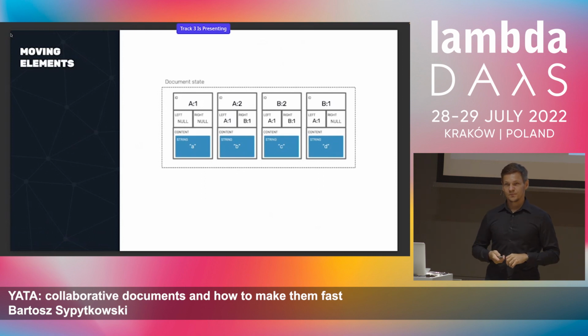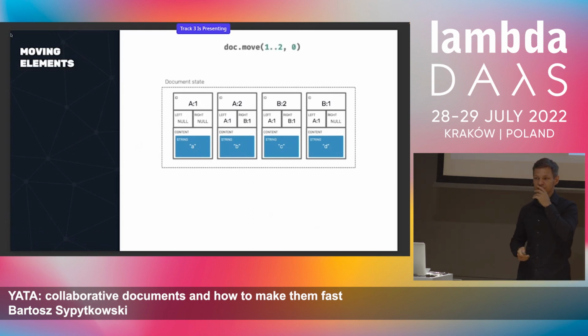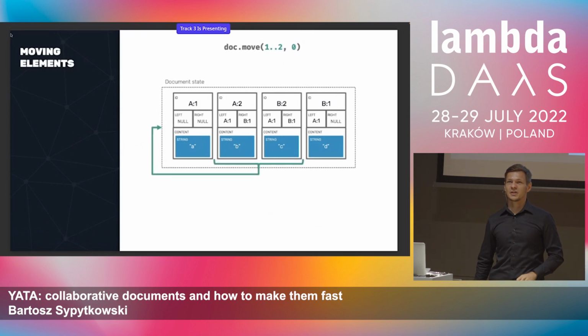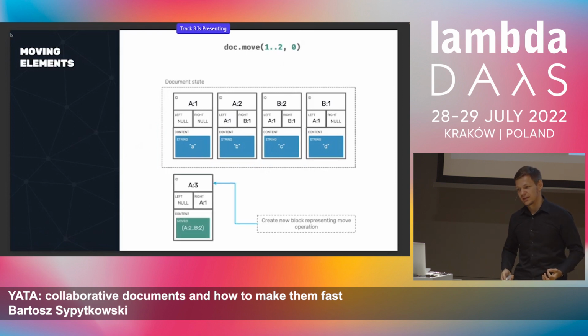So going back to our first document state, exactly the one we had when we resolved our conflict, right? Now what we want to do is move a range of elements from index 1 to index 2, inclusive on both sides, into the position of index 0. If we would like to draw a diagram, this is what it would look like. So we are going to encode this way.